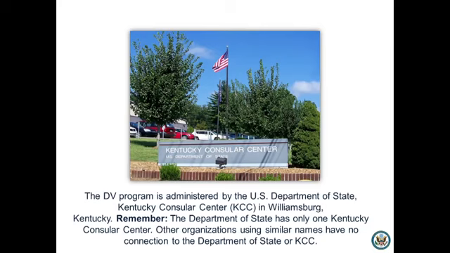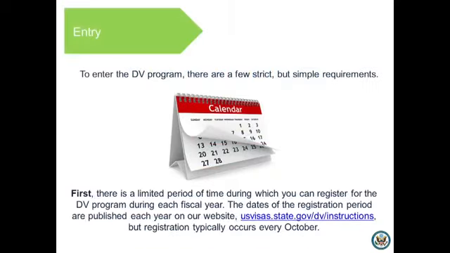The DV program is administered by the U.S. Department of State Kentucky Consular Center, or KCC, in Williamsburg, Kentucky. Remember, the Department of State has only one Kentucky Consular Center. Other organizations using similar names have no connection to the Department of State or KCC. To enter the DV program, there are a few strict but simple requirements.